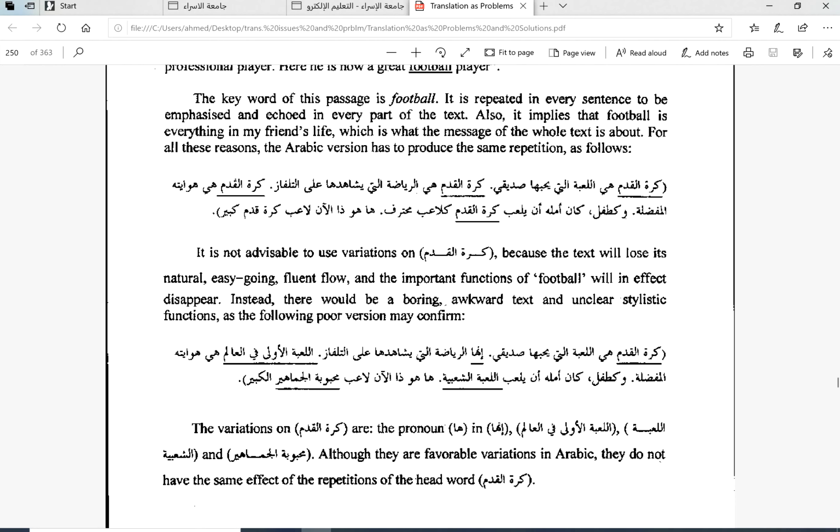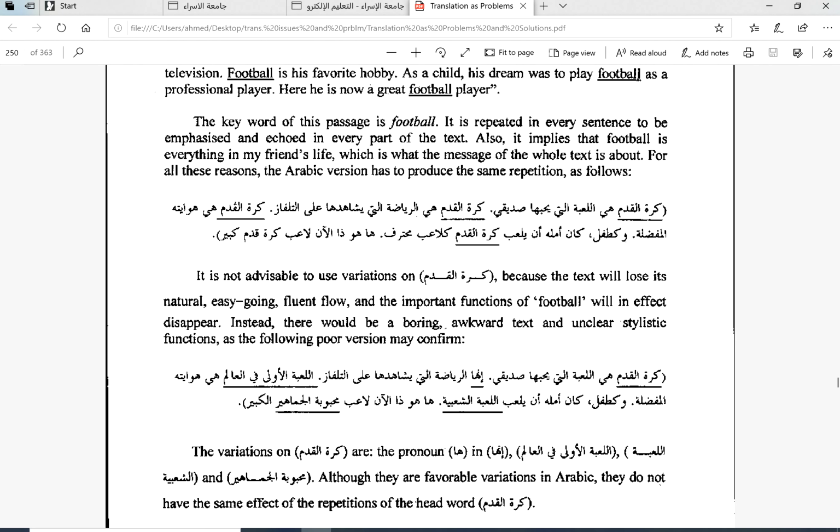It's not advisable to use variation on كرة القدم because the text will lose its natural, easygoing, fluent flow and the important function of football. And here we're trying to emphasize his passion for football. If we use different words and variation, the meaning is going to lose its effect. The text will lose its natural, easygoing, fluent flow. Instead, there would be a boring, awkward text and unclear stylistic function.